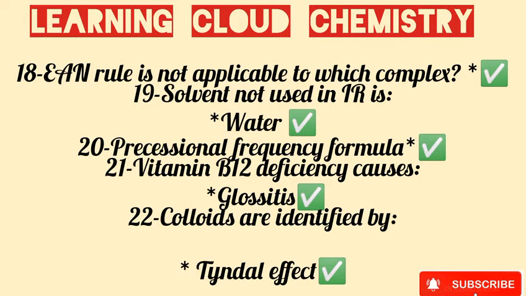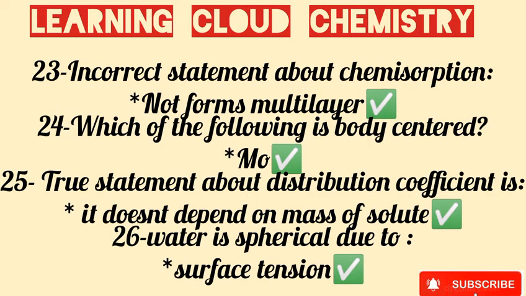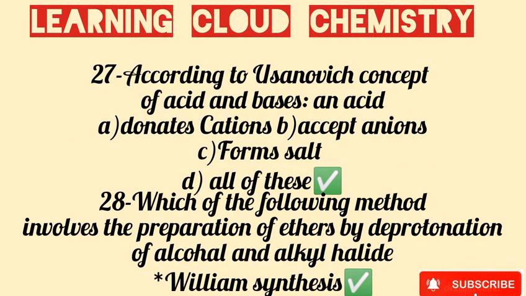Precessional frequency formula. Vitamin B12 deficiency causes glossitis. Incorrect statement about chemisorption: it is not found in multilayers. Which of the following is body-centered molybdenum? True statement about distribution coefficients. According to the Lewis concept of acids and bases, an acid donates a cation and accepts a dye. So the correct option is all of these.